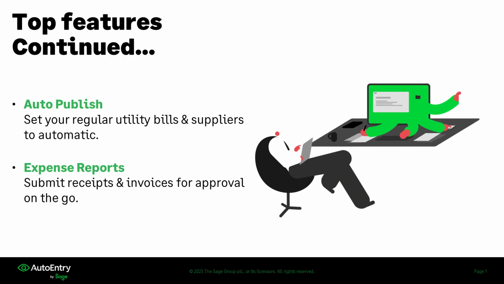If you're getting invoices from suppliers where it's a bit like Groundhog Day every month, always going to the same nominal code and VAT code, you can automate those. Set the regular utility bills and suppliers to automatically publish. If you have staff members who are submitting expense claims, they can submit those using AutoEntry on the go. That'll cut down on those lovely printouts from Excel sheets with all the receipts stapled to the back of them. We'll digitize all that for you.